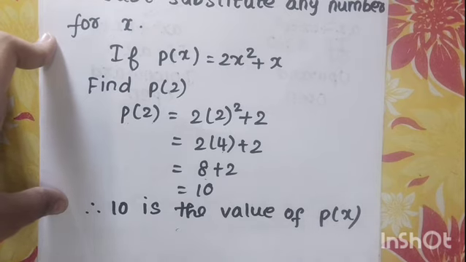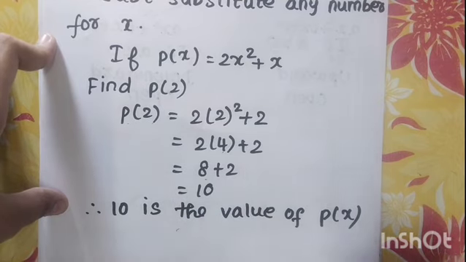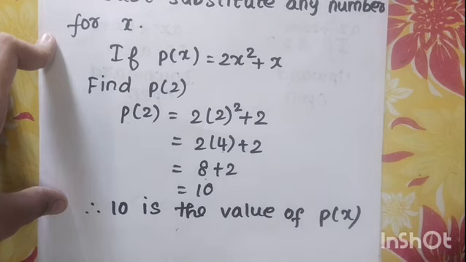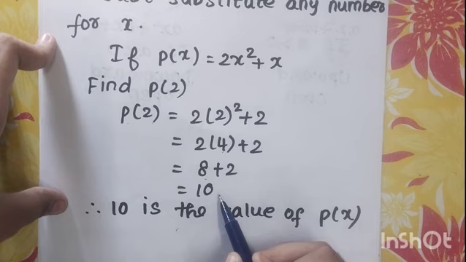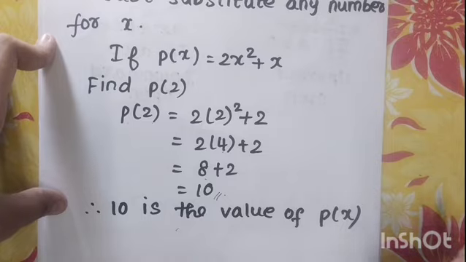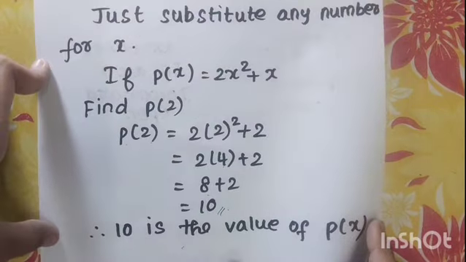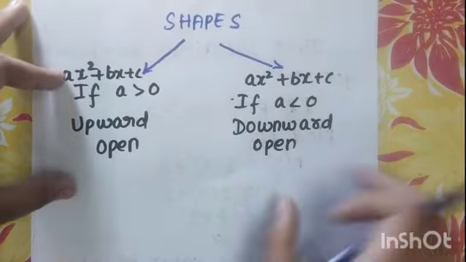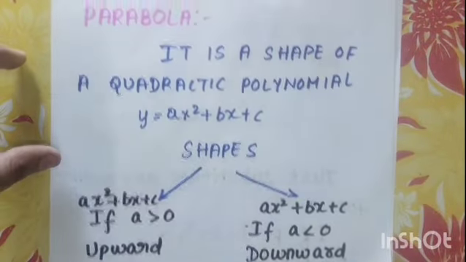But 2 is not the 0 of the polynomial, because it doesn't make the expression 0. So if they ask for the value, we have to substitute any number, and whatever answer you get is the value of p of x. Clear? So next we are going to see a concept called parabola.